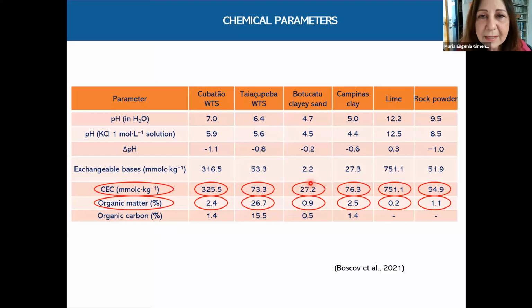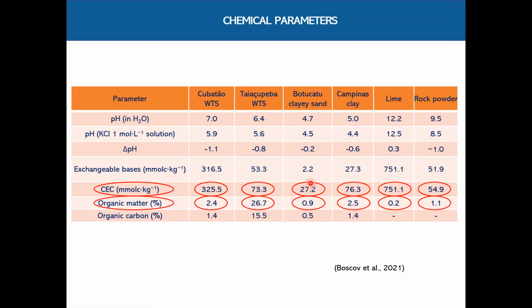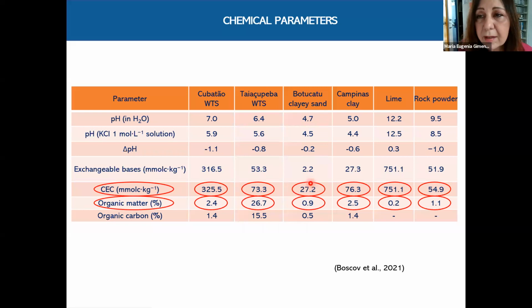From the chemical parameters, I would just like to highlight the cation exchange capacity and the organic matter content. Itaiaçupeba sludge has a much higher content of organic matter than Cubatão sludge, and that is expected because of the different water sources. However, the cation exchange capacity of Cubatão WTS is much higher than Itaiaçupeba WTS. It has a low content of organic matter, and also the mineralogical composition does not explain this high value.